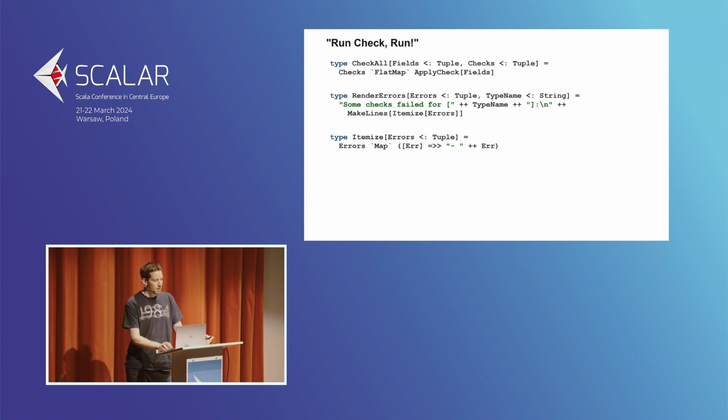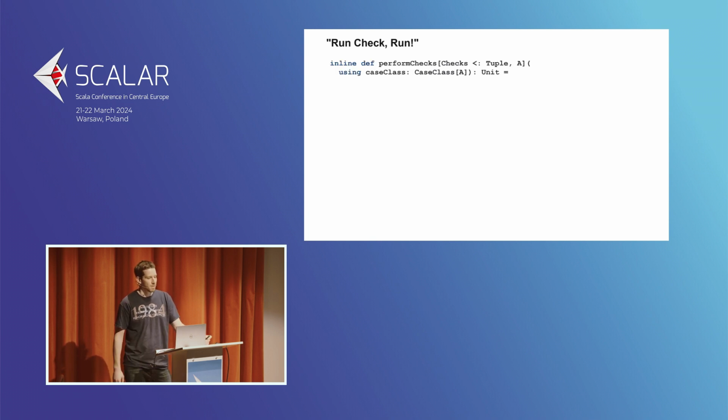And finally, we're ready to come back to the star of the show, the error function. So we're finally back at the value level. So this is a regular def, which is running at the value level. So we're going to tie the type level with the value level into a single definition. So we take a tuple of checks, and we require a case class instance for it.